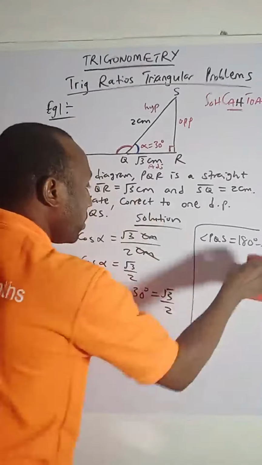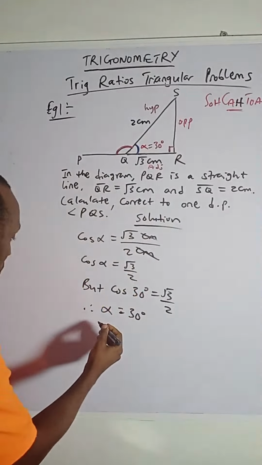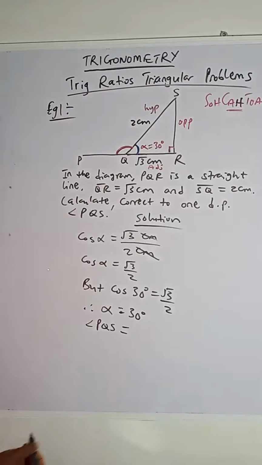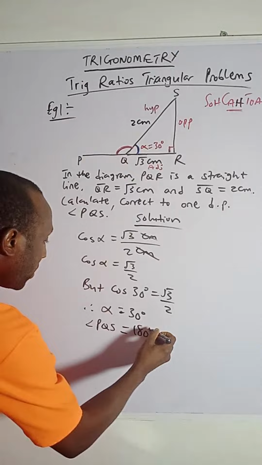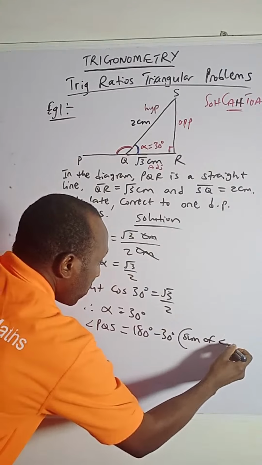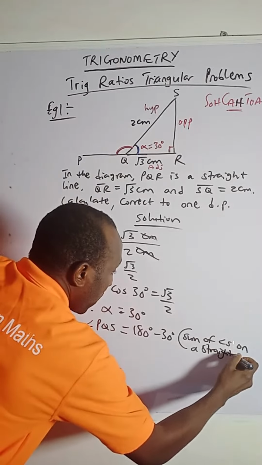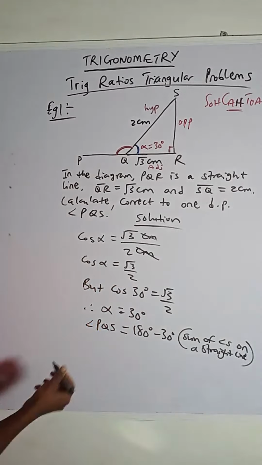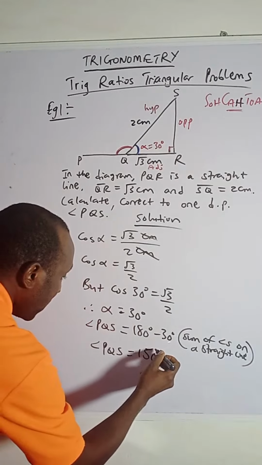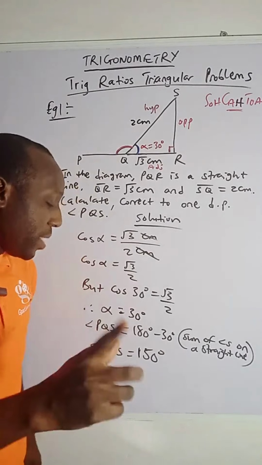Oh, sorry, you can't see that. Let me rewrite it again. And I can even write it here. So angle PQS will be equal to what? 180 degrees minus 30 degrees. Why? Sum of angles on a straight line. So angle PQS is equal to what? 150 degrees. So this is the size of the angle PQS.